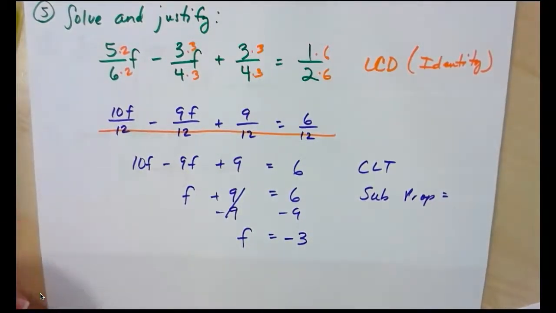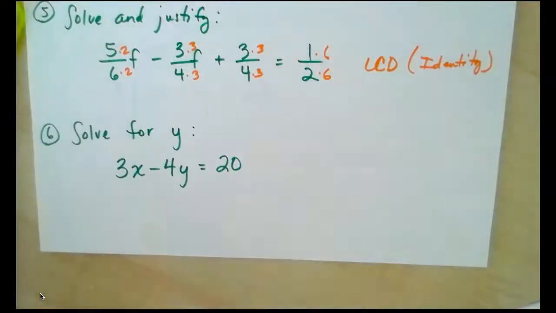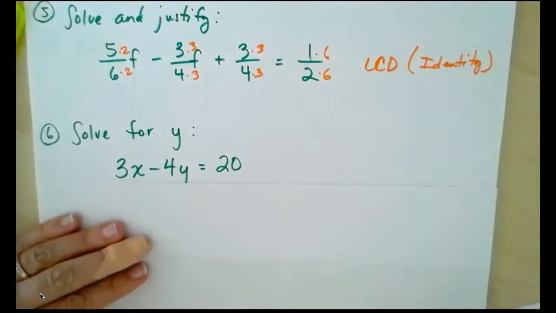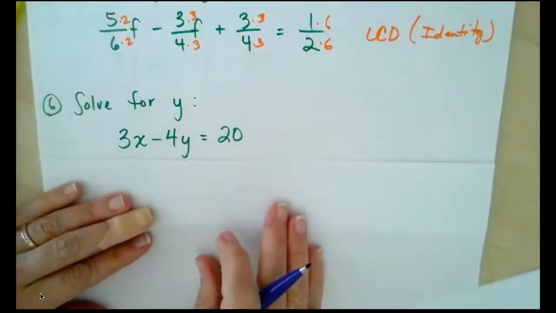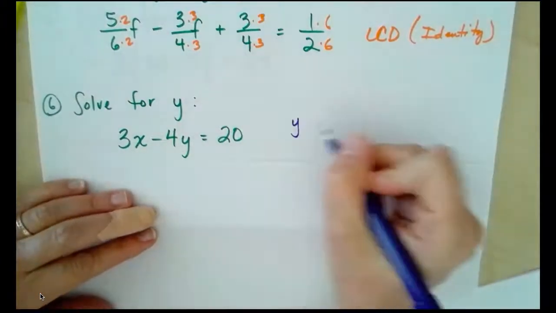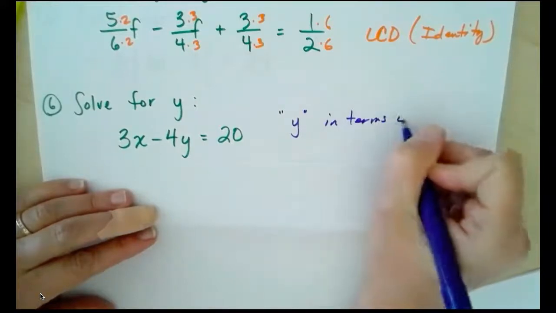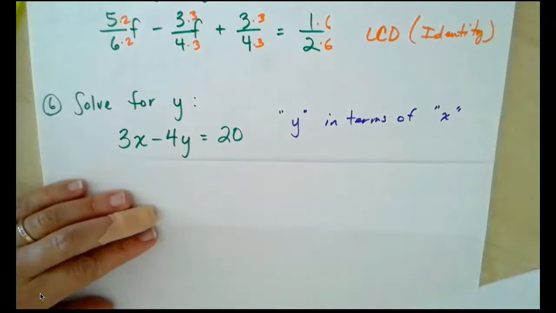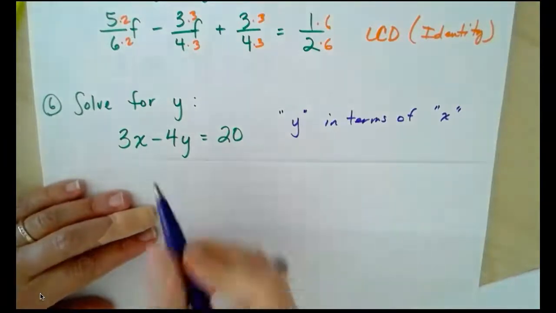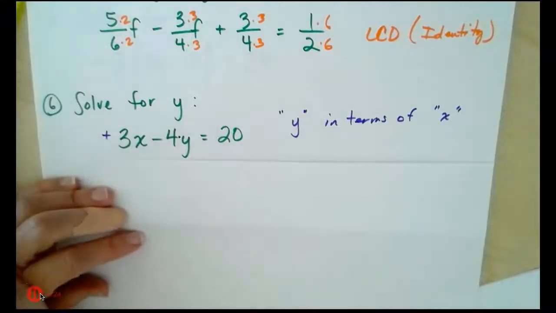That is number 5. Next is number 6. Number 6, we're asked to solve for y. So this is a literal equation. We are going to get y in terms of x. So our answer will contain x. What has been done to the y? The y has been multiplied by -4, and it has a positive 3x added to it.